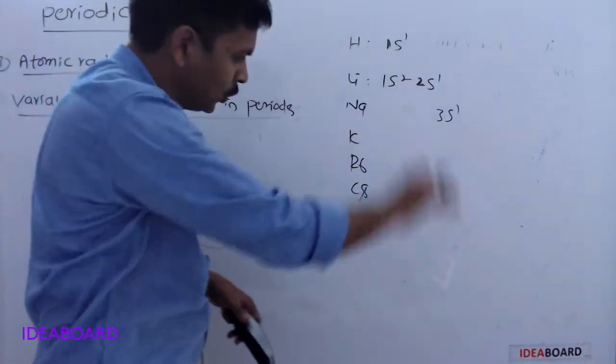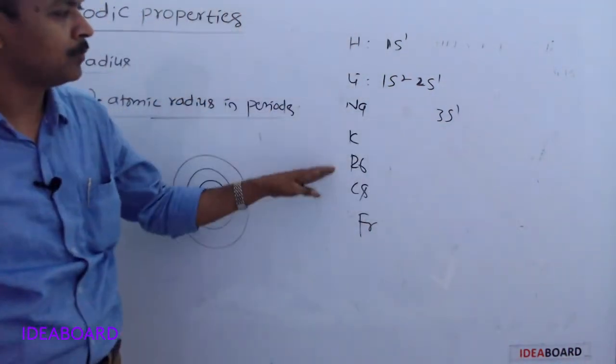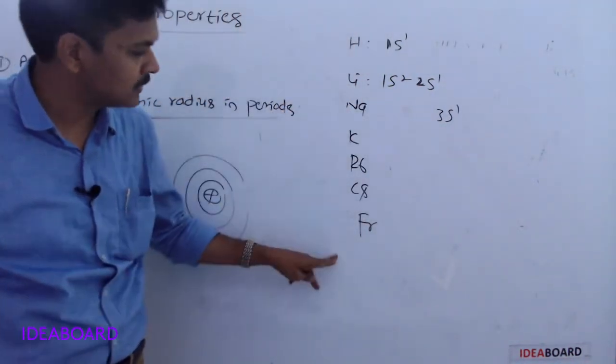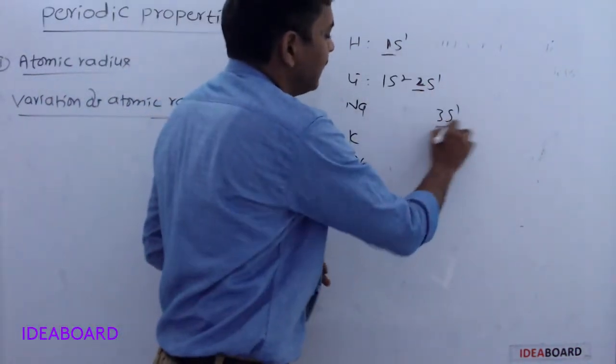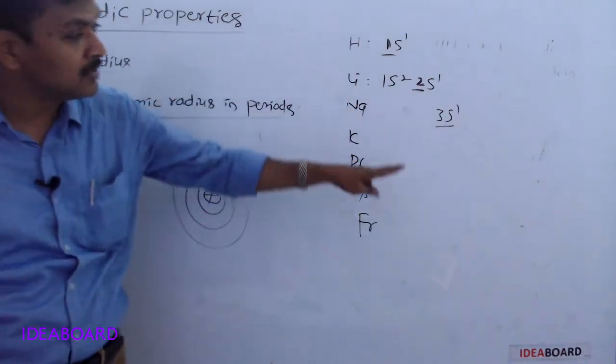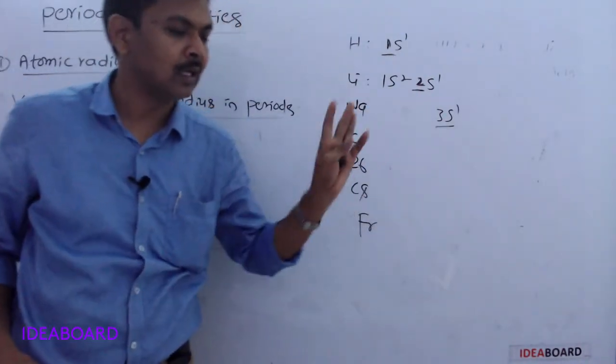In groups, top to bottom, as the atomic number increases, the number of orbits increases. So as the number of orbits increases, atomic radius also increases.